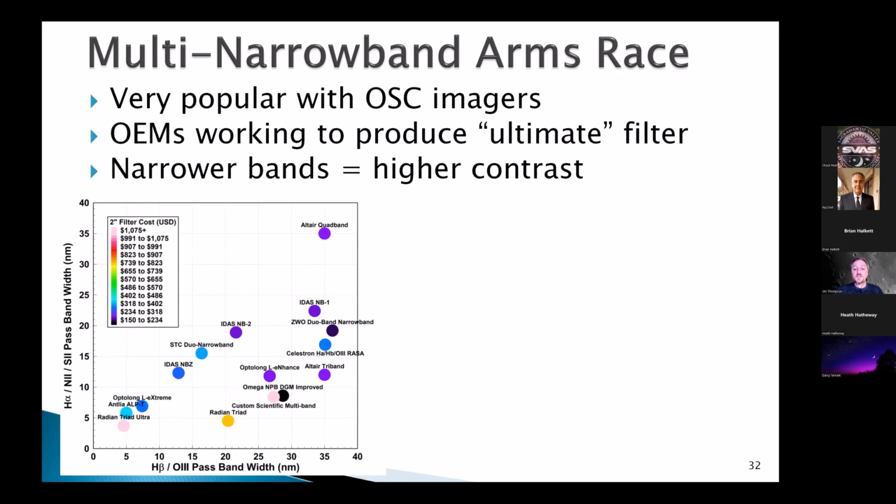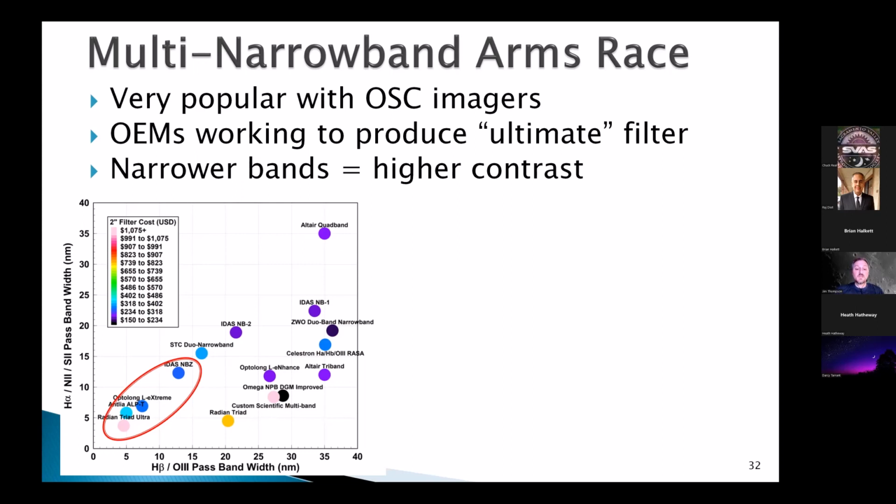Although I have tested most of these filters over the past few years, most recently I did a comparison between the top 4 performers: the IDAS NBZ, Optolong L-eXtreme, Antlia ALP-T, and the Radian Triad Ultra. I made both benchtop spectrometer measurements of these 4 filters and deep sky object image comparisons.